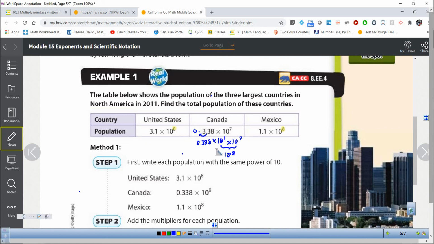0.338 times 10 to the 1st times 10 to the 2nd gives me 0.338 times 10 to the 8th. So, to sum it all up, I made the power of 10 10 times bigger, so I had to make the coefficient 10 times smaller.